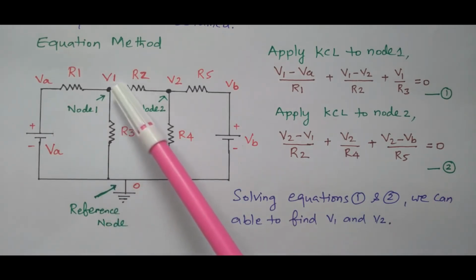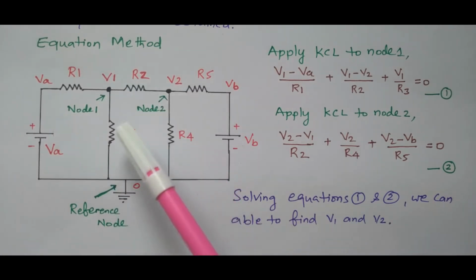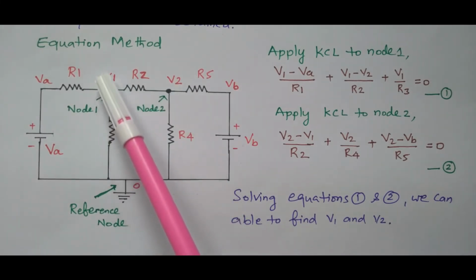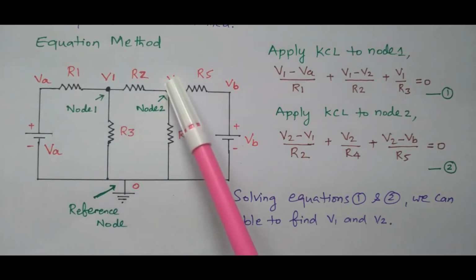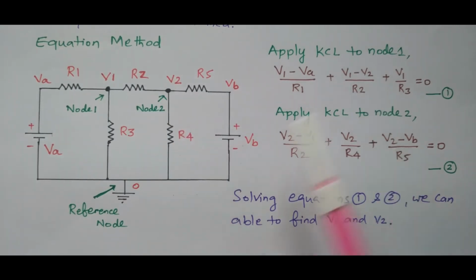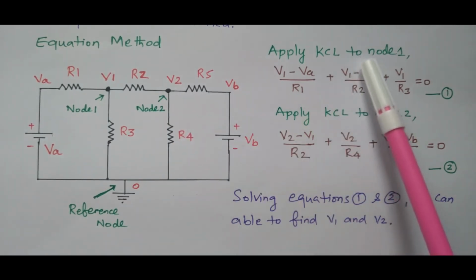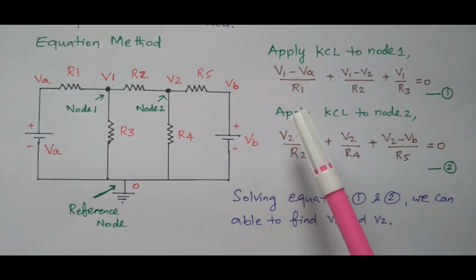Then what is the current flowing through the resistor R2? R2 is connected between node 1 and node 2. Node 1 is V1, node 2 is V2 voltage. Right? So the current through R2 is (V1 minus V2) divided by R2. So this is the current flowing through the resistor R2.